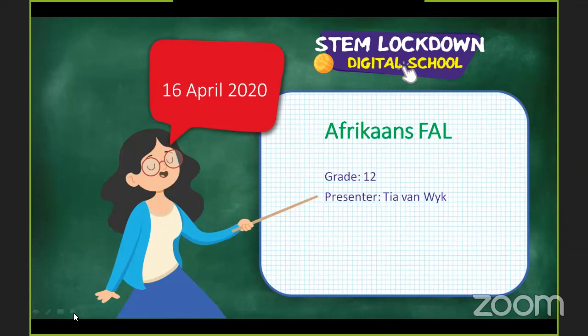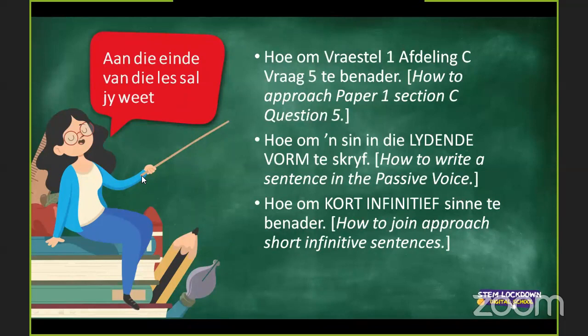Right, aan die einde van die les sal jy weet hoe om vraagstel 1, afdeling C, vraag 5 te benader. You will know how to approach paper 1, section C, question 5. Hoe om 'n sin in die lydende vorm te skryf. How to write a sentence in the passive voice. En hoe om kort infinitief sinne te benader. How to approach short infinitive sentences.